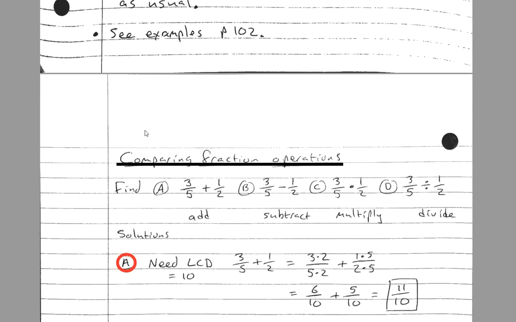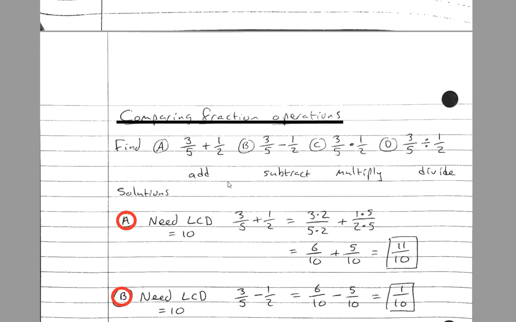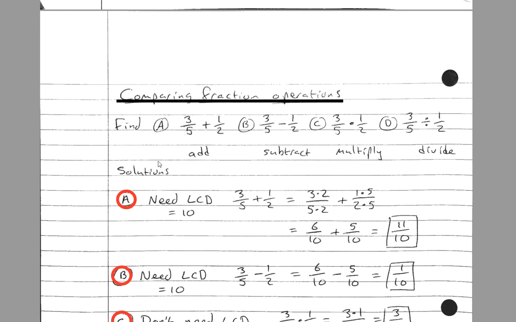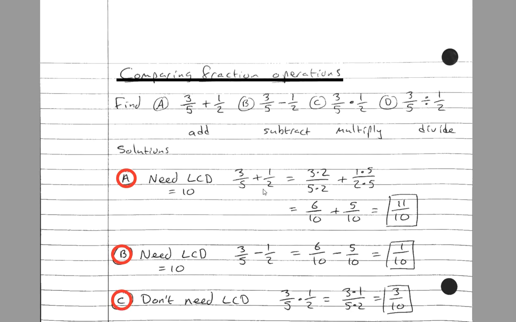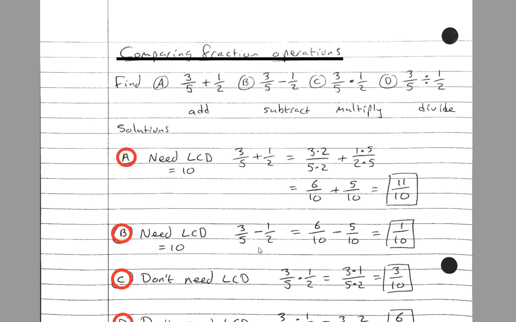Just to review, I know it's confusing combining fractions with these 4 operations: addition, subtraction, multiplication, and division. So part A, to add 3/5 and 1/2, there's no way to do it directly. You need the least common denominator. For adding and subtracting, you need the LCD. That's 10 here. Then put them over the same denominator.